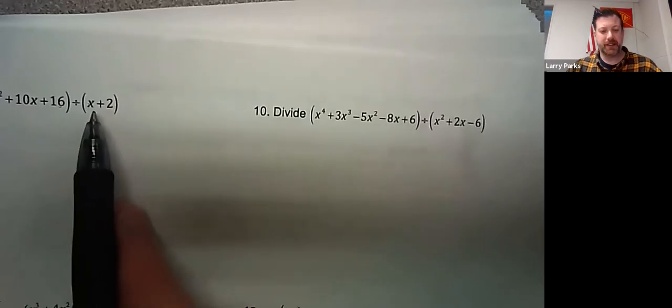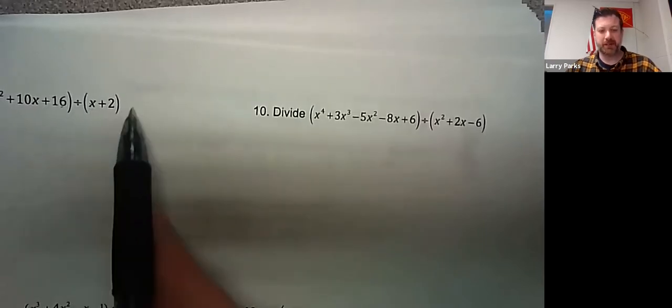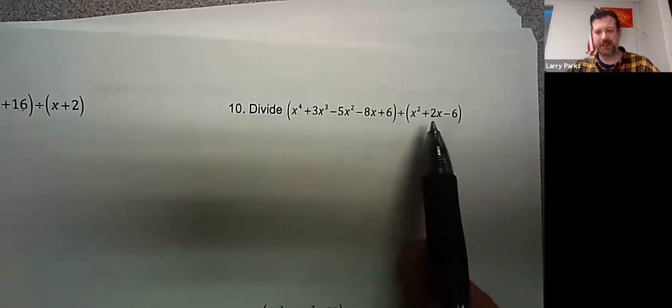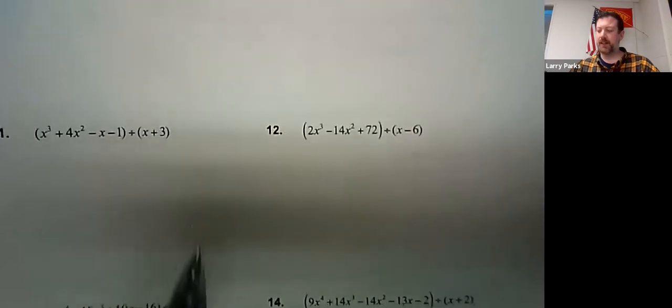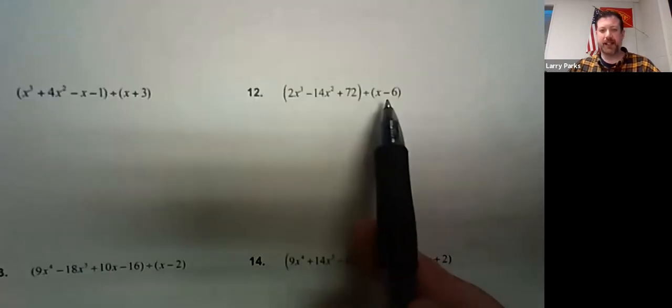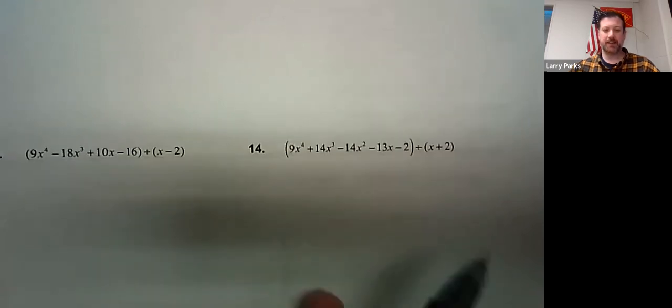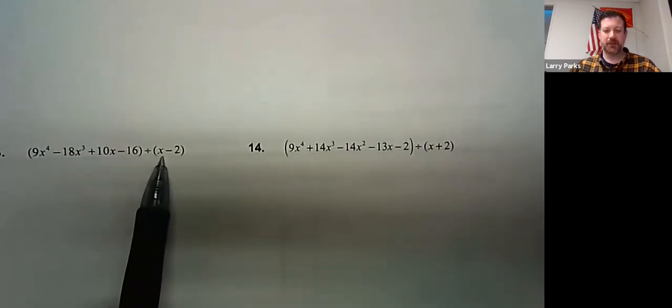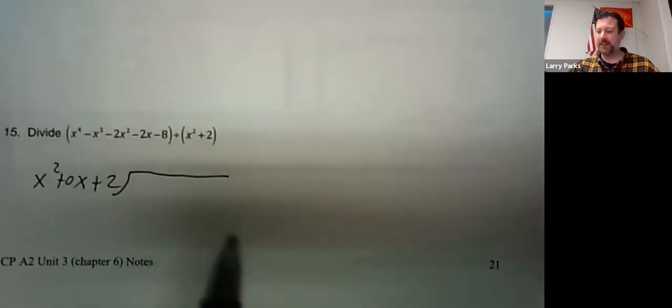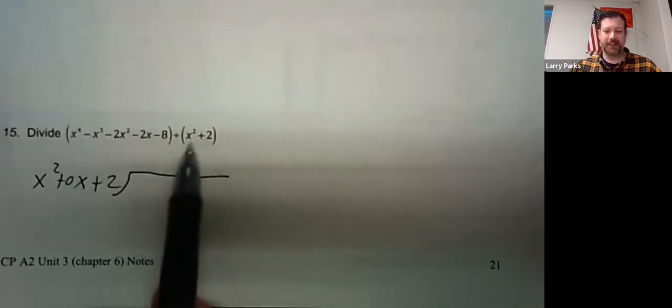Use synthetic, the number in the box would be -2. Here, you cannot use synthetic. It's too complicated. Here, use synthetic, that'd be -3. Use synthetic, that'd be 6. Use synthetic, that'd be 2. Use synthetic, that'd be -2. Here, too complicated, you cannot use synthetic.